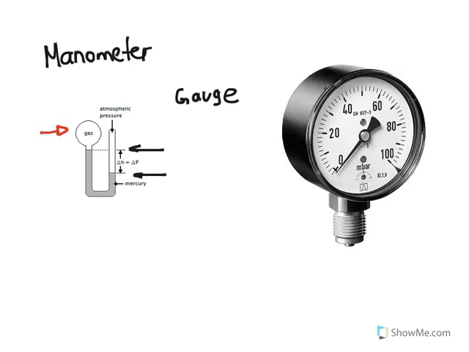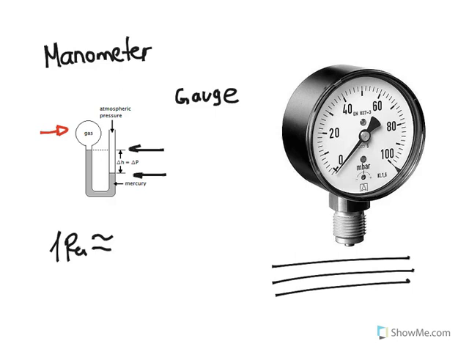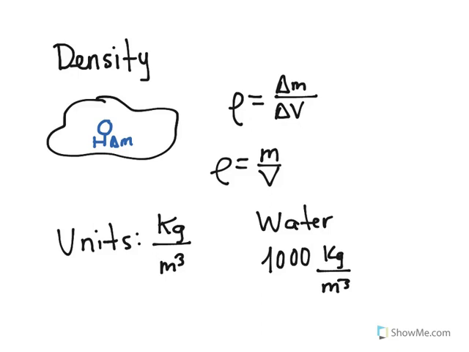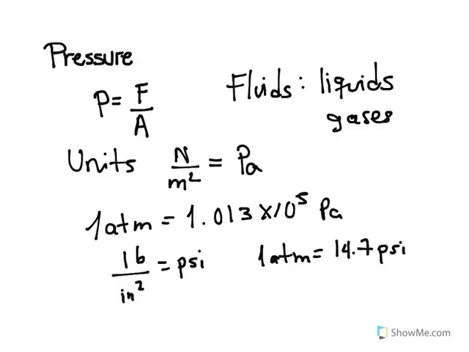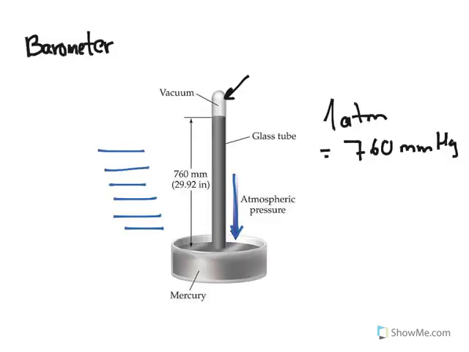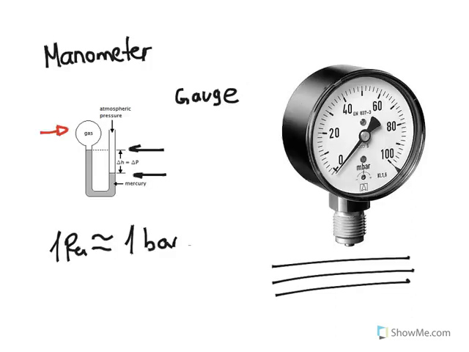In industry or in other kinds of devices, such as a stationary tank or whatever, we usually use these valves, which are the manometers, and they will give us the information about how many pascals, or in this case bars, are going to have. More or less, 1 pascal is more or less 1 bar. So we have been working with the concept of density, the concept of pressure, and how to measure this pressure with a barometer and the manometer.